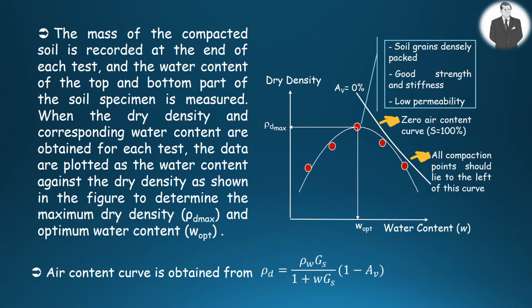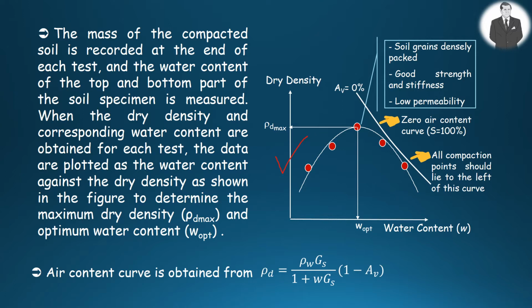When the dry density and corresponding water content are gathered for each test, the data are plotted as the water content against the dry density as shown in the figure here. The idea is to determine the maximum dry density and the optimum water content.